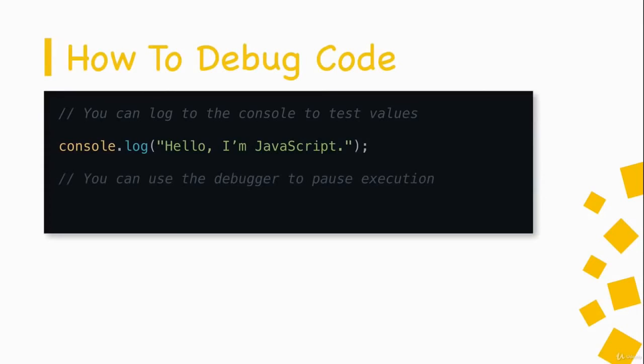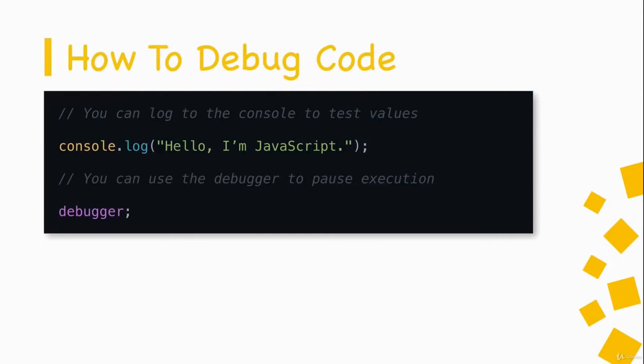Most browsers also have the debugger tool, and this debugger tool can be used to pause the execution of JavaScript and to test your code out in a certain state. So if you want to pause your script in a certain place, in that place in your script you can put in the debugger keyword. You just type in debugger and then a semicolon.